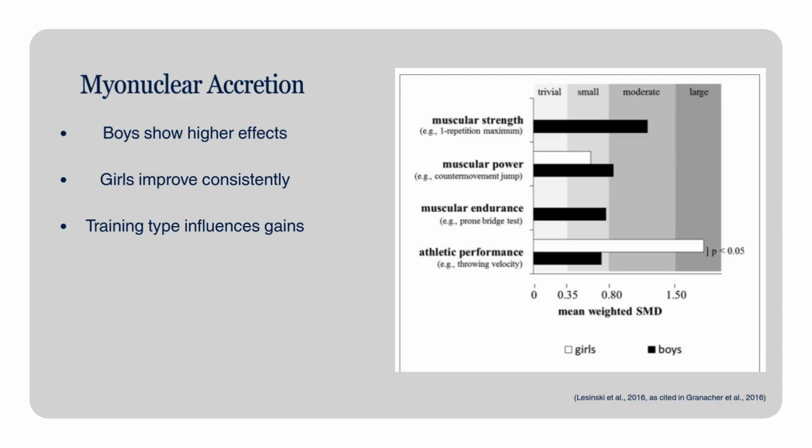In Figure 4 from Granacher of 2016, we see sex-specific performance outcomes. As I point to these darker bars representing boys, they demonstrate larger gains in strength and power, reflecting higher initial mass and slightly greater myonuclear accretion rates, which means a higher capacity for protein synthesis during hypertrophy.